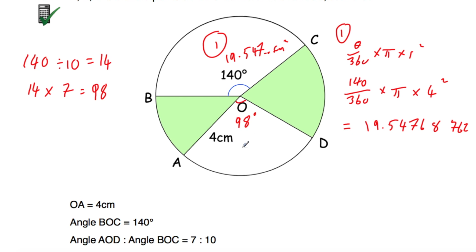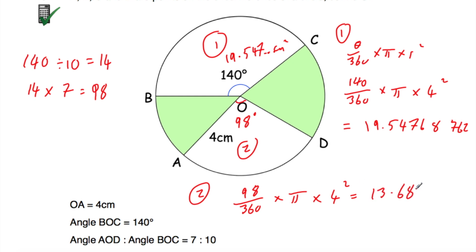Okay, now let's find the area of sector 2. So in terms of sector 2, it's theta over 360 times pi r squared. So theta is 98, so 98 over 360 multiplied by pi multiplied by the radius of the whole circle, which is 4 squared. And when we work that out, what do we get? I'm just going to change the numerator on my fraction to 98. So I'm deleting the 140 and I'm typing in 98. And pressing equals, 13.6833 and so on centimeters squared.